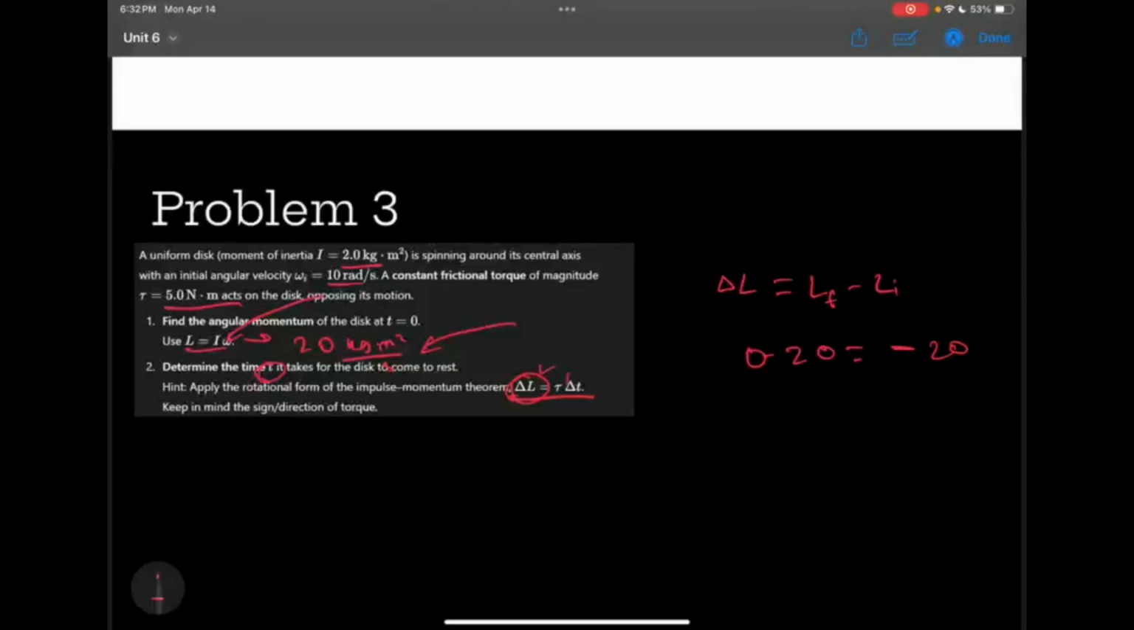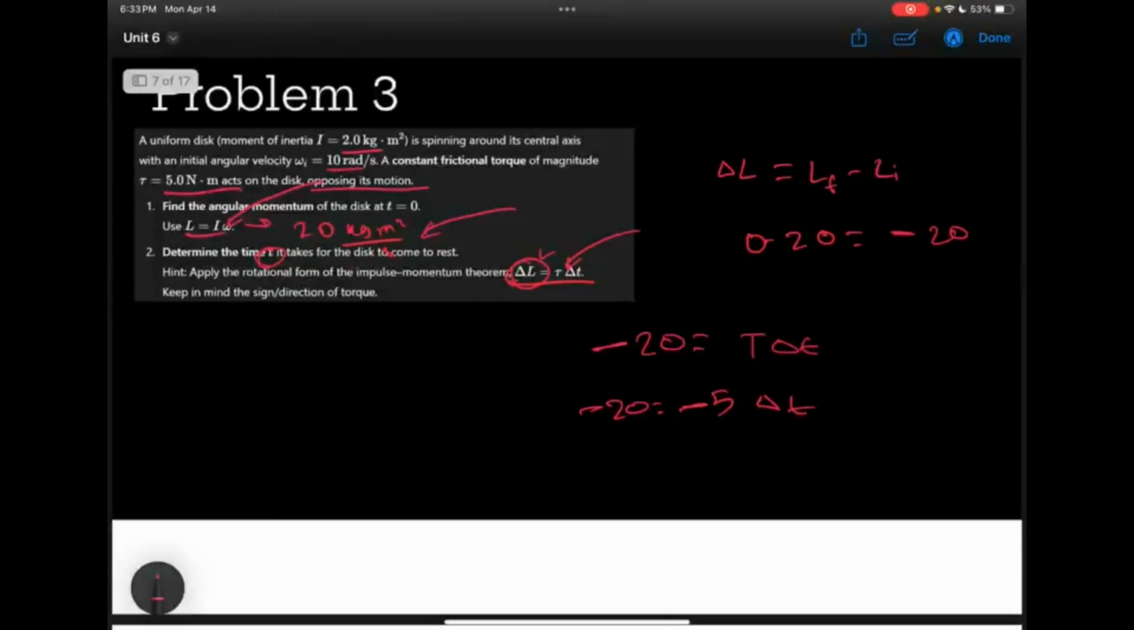And we know that delta L is equal to torque times the delta time. So if we set this up, we know that the torque is 5 Newton meters, right? So that's just going to be 5. However, one thing to note is that it's opposing the motion, right? So then the torque is going to be minus 5. If it was in the same direction as the motion, we'd put it as positive 5, but it's opposing it. So that's minus 5 times delta t. And now just solving, we see that delta t will be equal to 4.